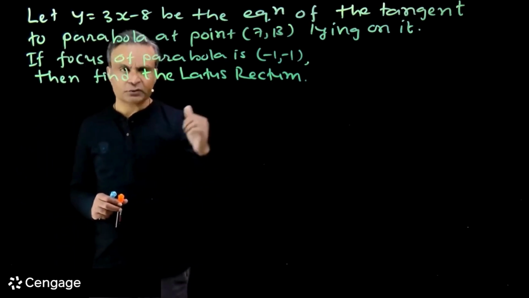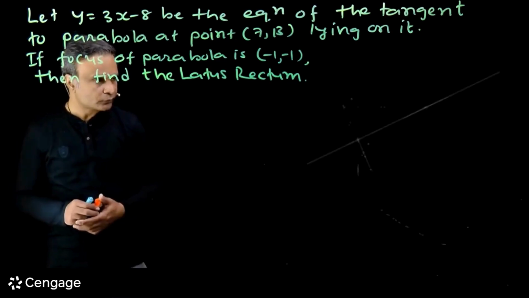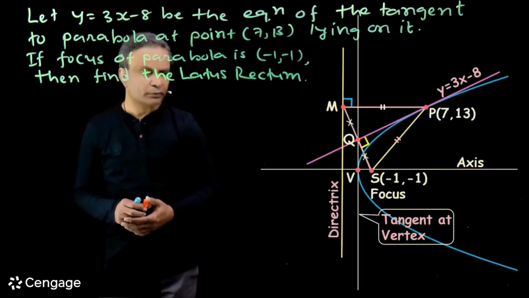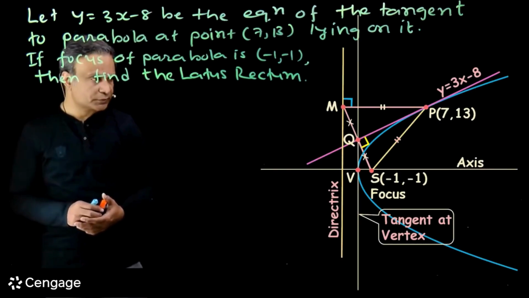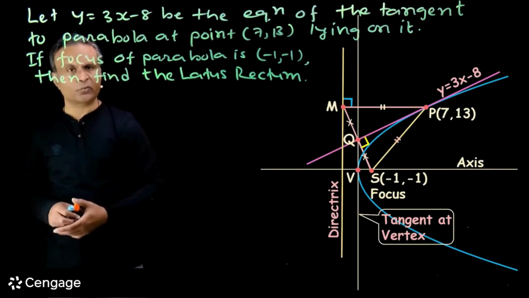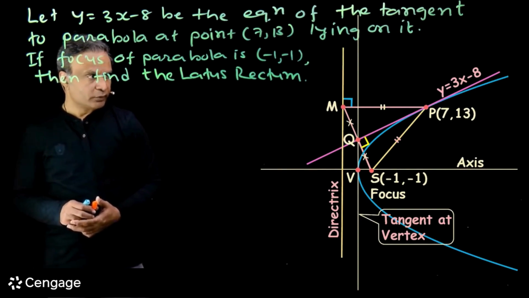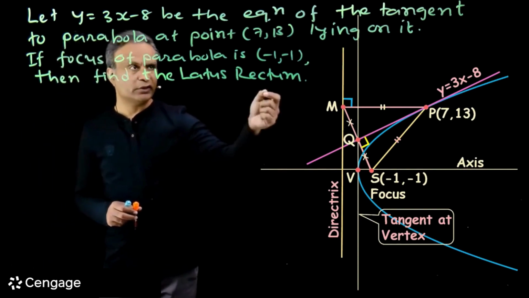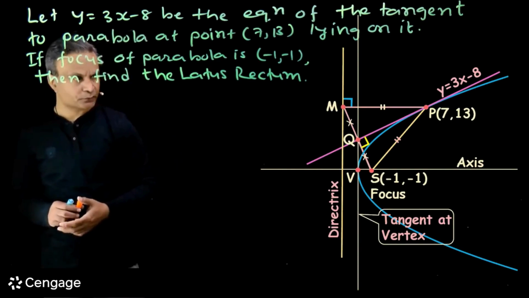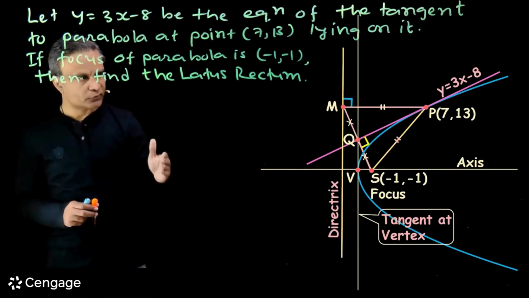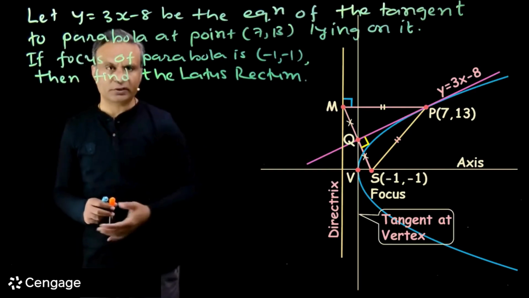Let's recall the properties of tangent. For that, look at this figure. We have our parabola. Focus S has coordinates (-1, -1), and we have point P on the curve having coordinates (7, 13). SP is the focal length, M is the foot of the perpendicular from point P on the directrix.